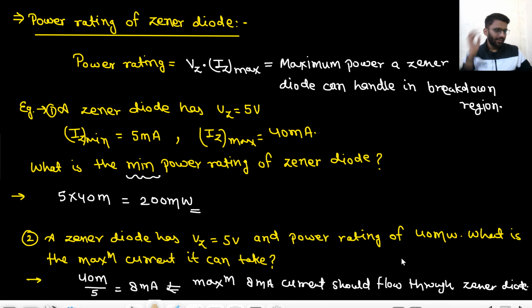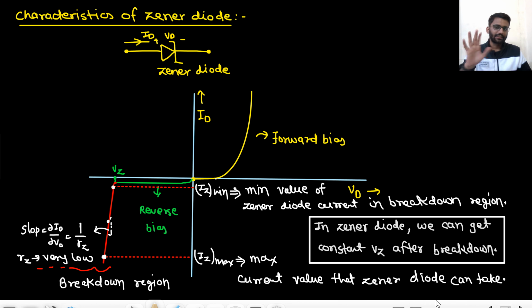Let's just revise from here, from the characteristics. Characteristics in forward bias are similar to the diode. In reverse bias as well, till the breakdown region, they are similar. After breakdown, it will provide me a nearly constant voltage. It will also provide a resistance, that is RZ, and that is very low. So it will nearly provide me a constant voltage.